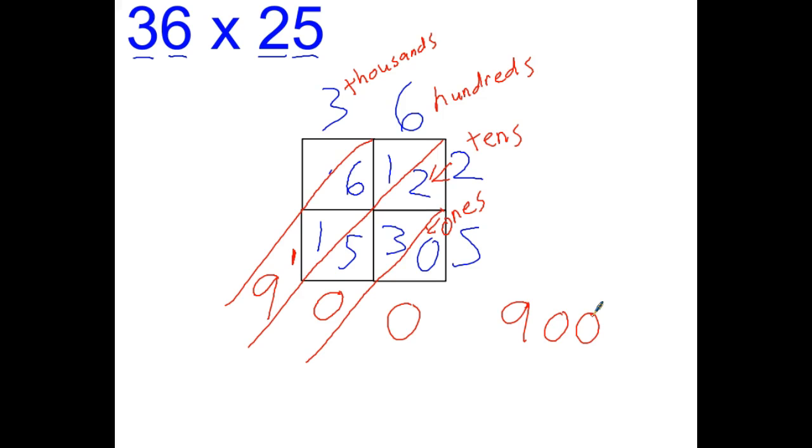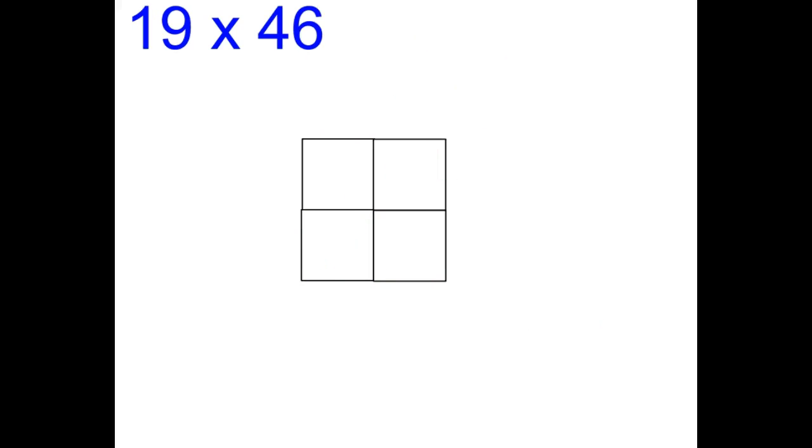Take a look at what we did again. Write one number horizontal, write one number vertical, split all of my squares with diagonals, and make sure that your numbers, my ones and tens, are on one side of the diagonal each. Let's try another one. I know it's a little tricky at the beginning.